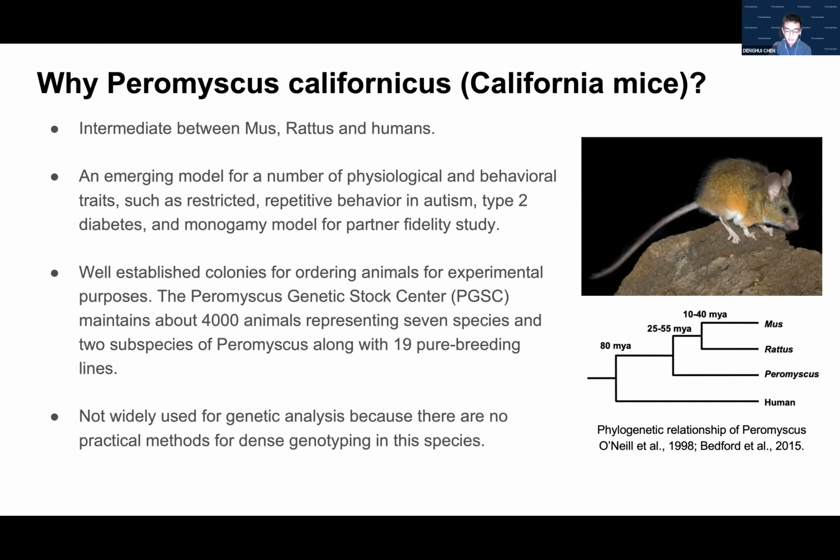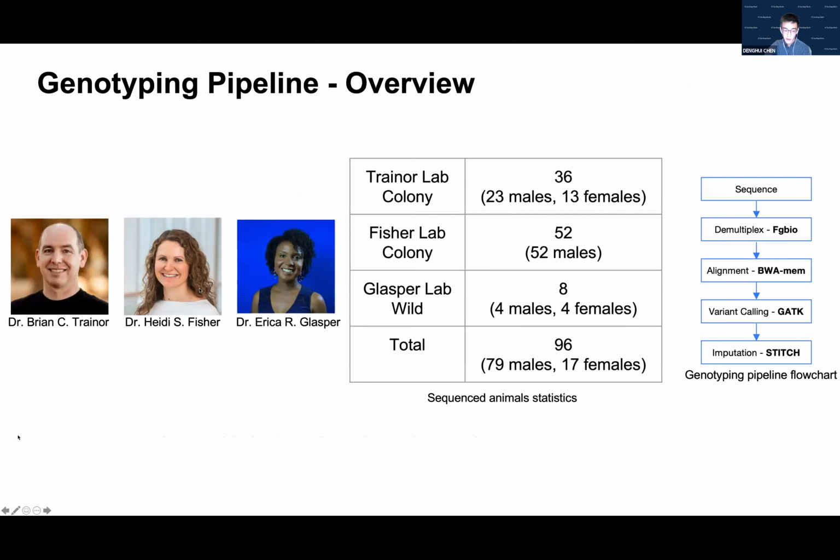From our lab, we have already developed a really successful genotyping pipeline based on low coverage WGS for HS rats, SD rats, and zebrafish. Here, we are trying to take over that pipeline and apply it to California mice. First of all, I want to thank all the people who supplied us the initial 96 animals.